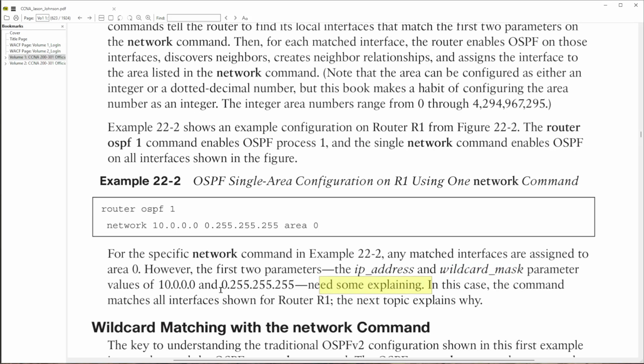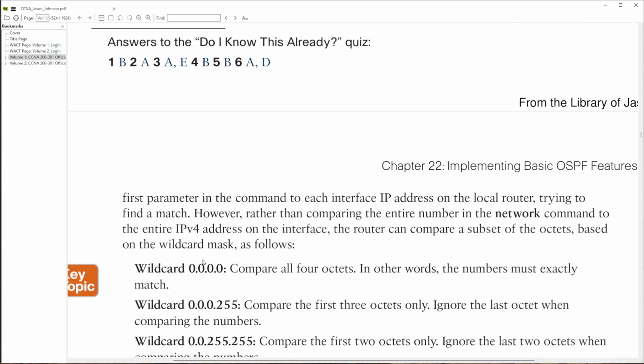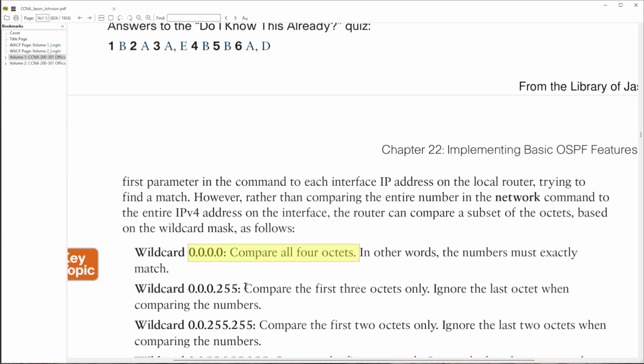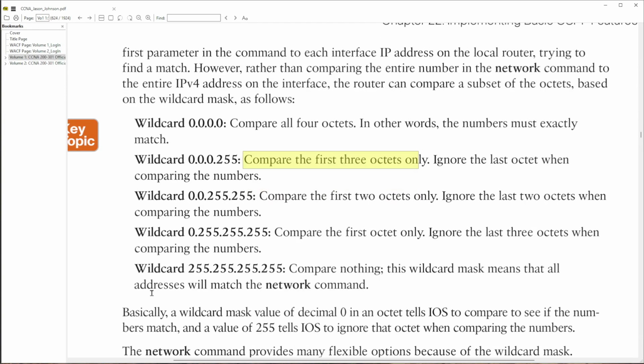In this case, the key to understanding it is some other stuff. So let's look at this. Let's try to figure this out here, because I don't really fully understand. I mean, I get it, however, rather than comparing the entire number of the network command to the entire address, the router can compare a subset of the octets based on the wildcard mask. So this is compare all four. Or why is it a wildcard? That's the part I don't get.